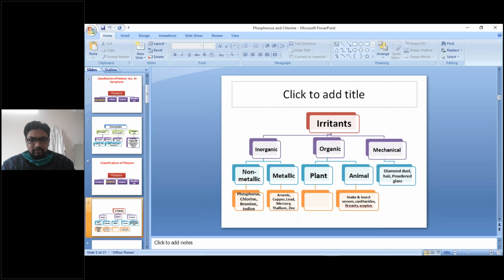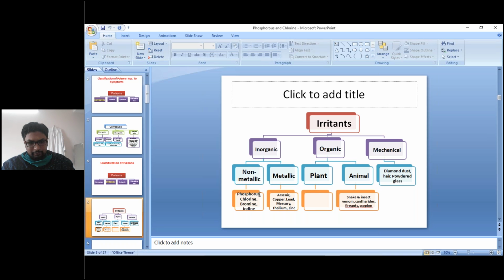And irritant poisons are broadly classified again into inorganic, organic, and mechanical poisons. Inorganic poisons, we have metallic poisons and then non-metallic poisons. In metallic poisons, we have seen arsenic, copper, lead, mercury, and also iron poisoning. So we have seen five poisonings in this metallic poisons, and then today we will look into non-metallic poisons.